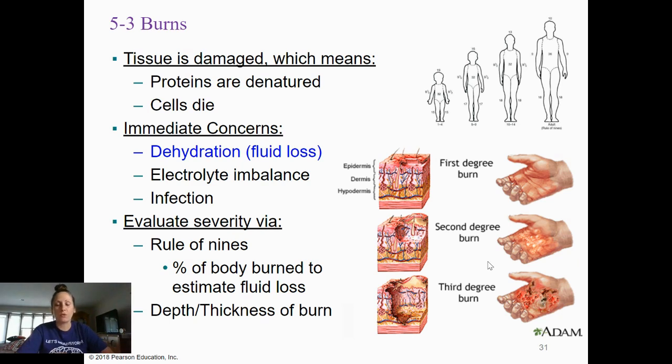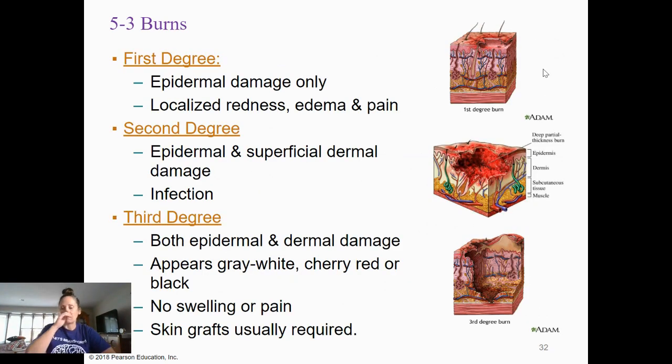So we evaluate the burn severity in two ways. One is through something called the rule of nines. And basically what that means is different parts of the body are allocated different percents. And depending on how much of that body part has a different degree of burn, that is going to indicate what percent of the body has been burned. The other way is the depth or thickness of the burn. And that's where we get into first, second, and third degree burns, which we will talk about next.